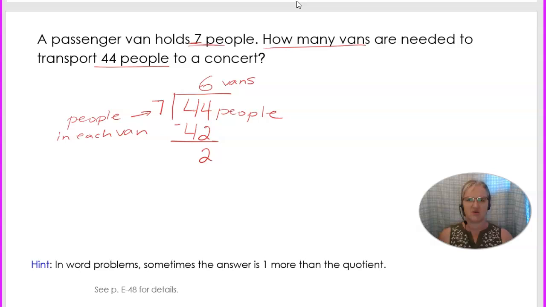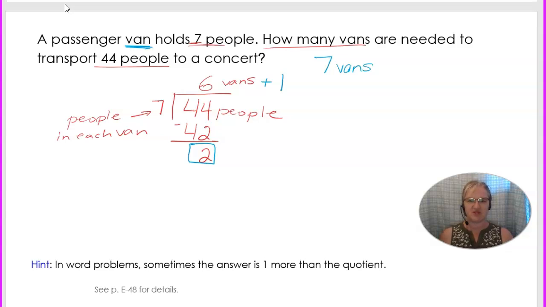But wait a minute. What about the 2? Are you going to just leave the 2 people there? What if you have to transport them in vans? Some people might say, well, we'll just take a car because a car is more convenient for 2 people anyway. But if we're just talking about vans, then we need to add 1 more van, right? So we need 7 vans to transport every person to the concert.